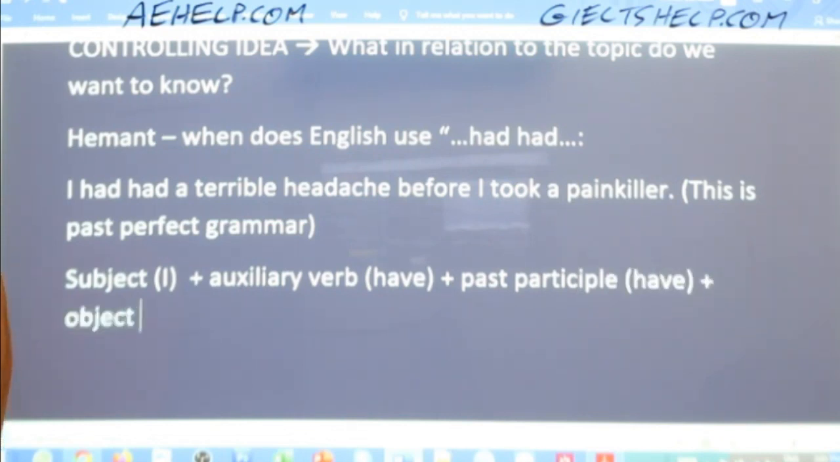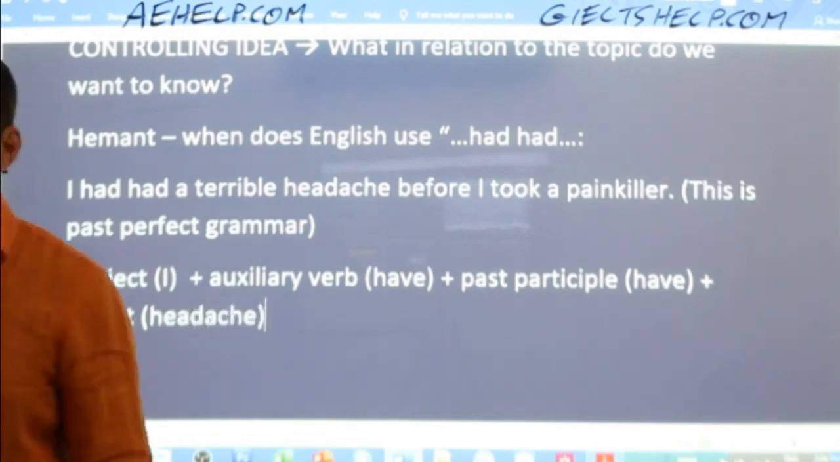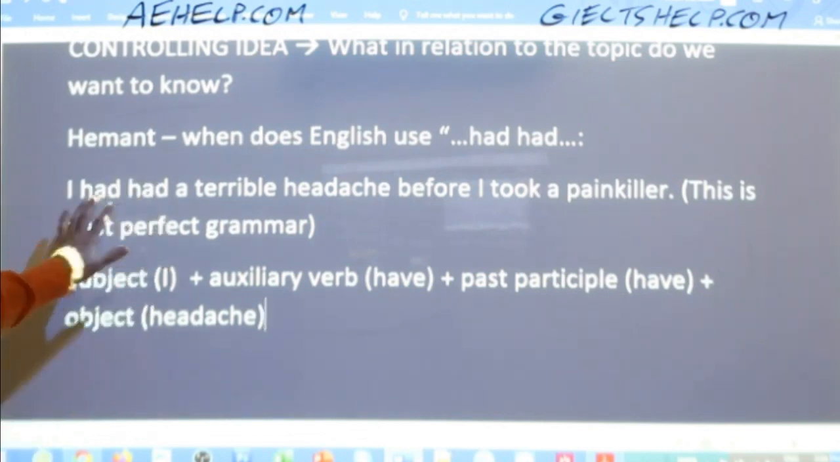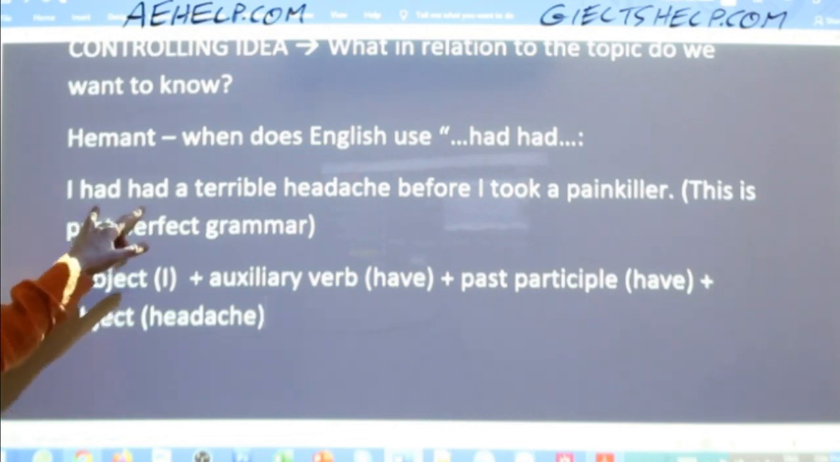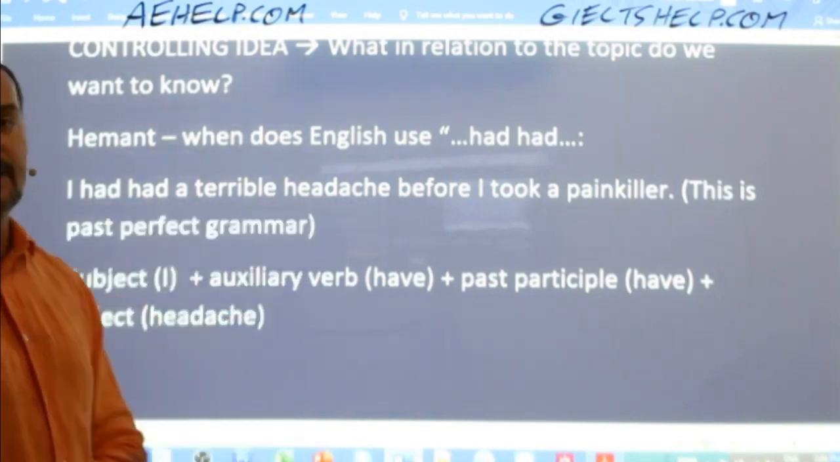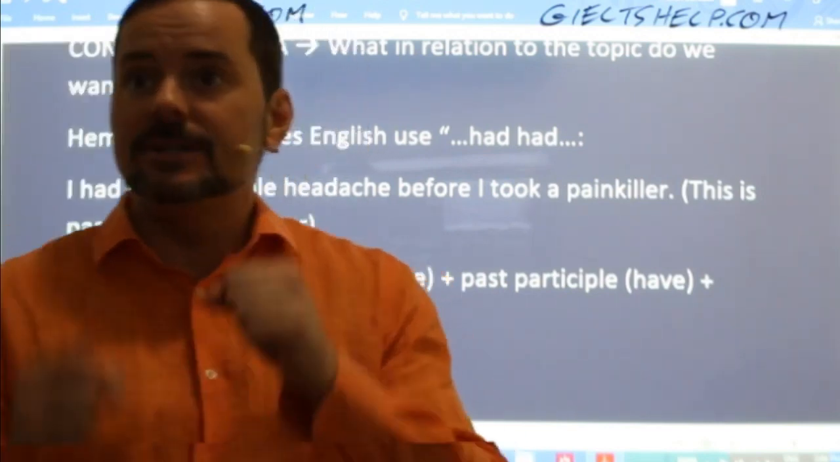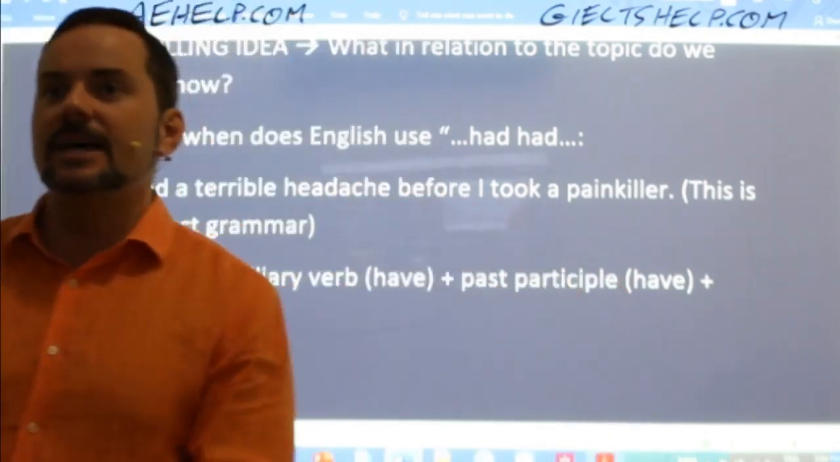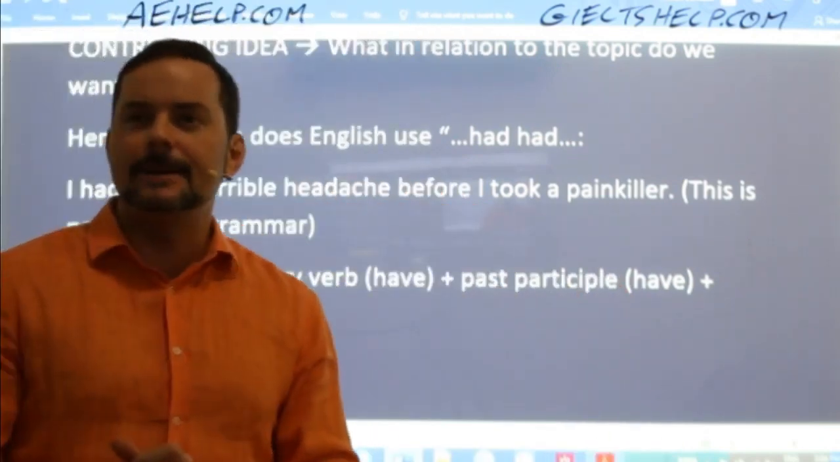I'm not going to keep going. Of course, we have more elements, but you get the idea. So when you see the had, I know it sounds weird and awkward, then basically it's a past perfect which needs the verb have. So, I had a terrible headache before I took a painkiller. Does that make sense, Hemant? Is that what you were asking for there, an explanation of when we see that? I hope that clarifies that.